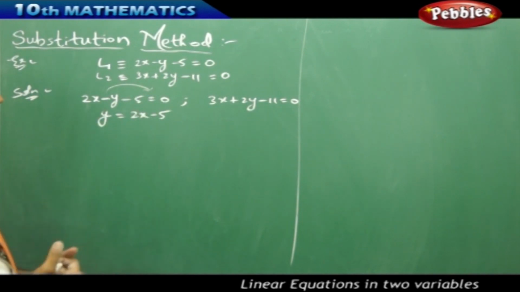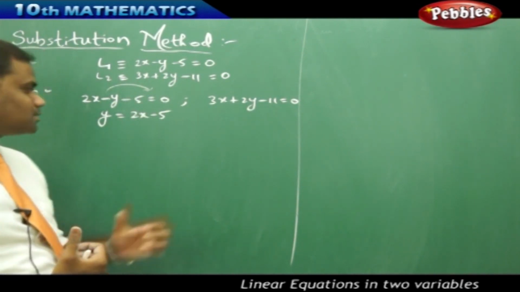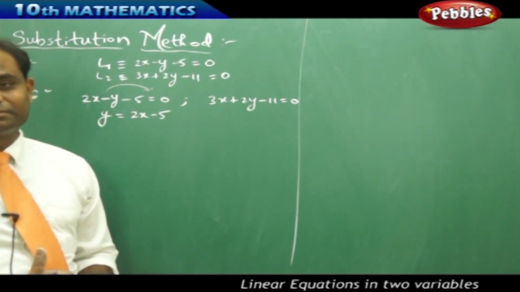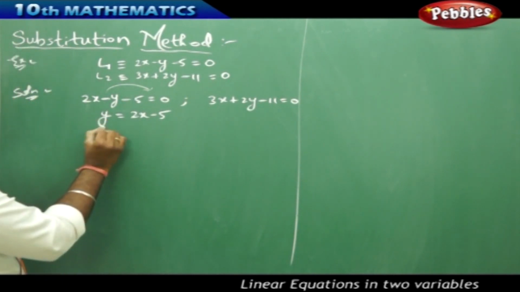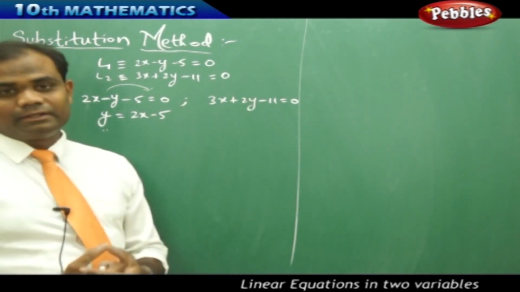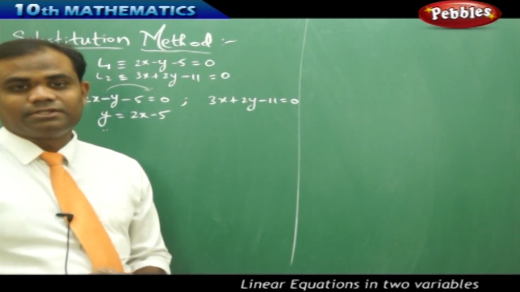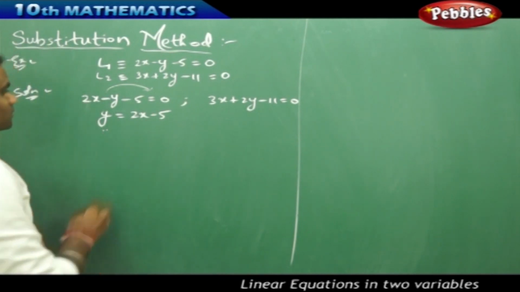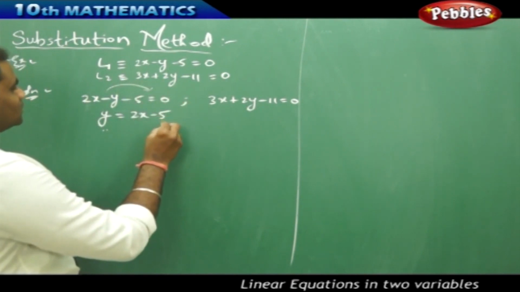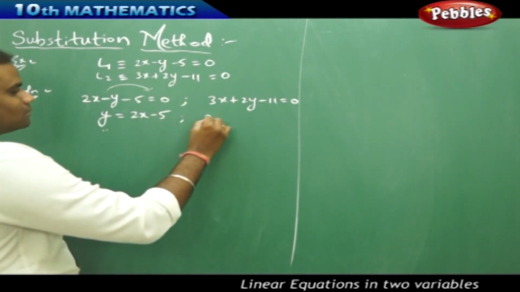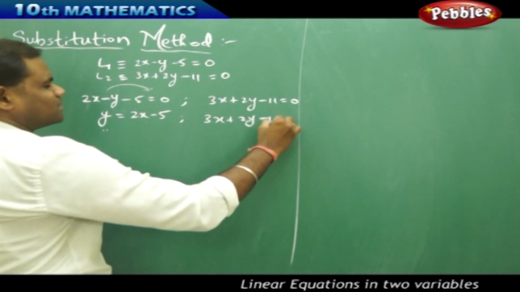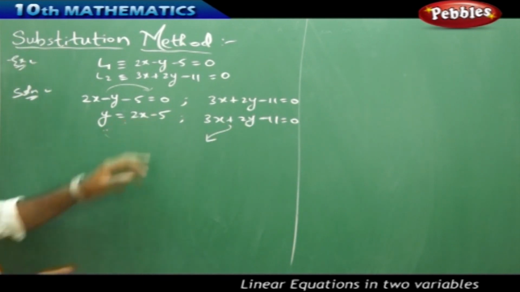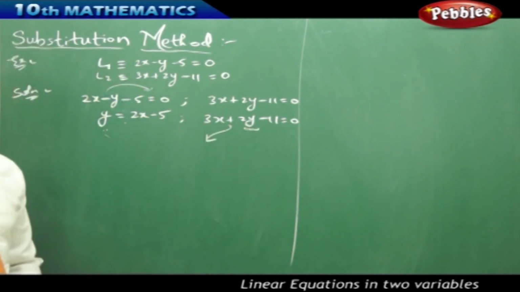In the substitution method, I always suggest choosing the variable to be substituted which has coefficient 1, which will always be easier. Because the coefficient of y is 1, this is the most suitable variable to be substituted in the other equation, making the simplification easier. This is the rule which one must follow in the substitution method. So when I take y as 2x minus 5, then in 3x plus 2y minus 11 equal to 0, I substitute y equal to 2x minus 5 in place of the y of the next equation.